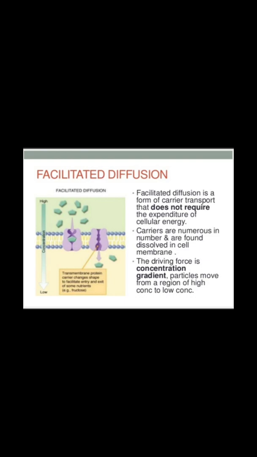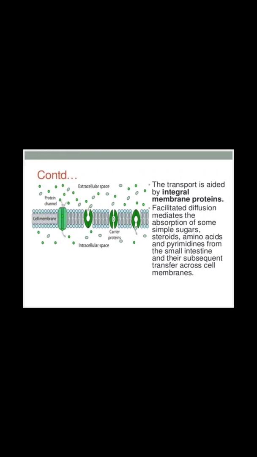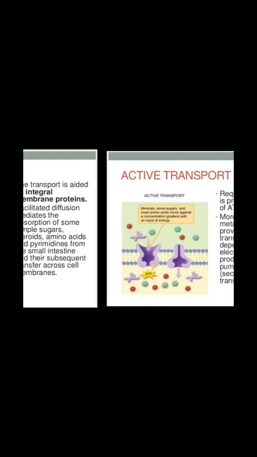In the case of facilitated diffusion, it is a form of carrier transport that does not require the expenditure of cellular energy. The carriers are numerous and are found dissolved in the cell membrane. The driving force is the concentration gradient, and the particles move from a region of high concentration to lower concentration. The transport is aided by integral membrane proteins. Facilitated diffusion mediates the absorption of some simple sugars, steroids, amino acids, and pyrimidines from the small intestine and their subsequent transfer across cell membranes.